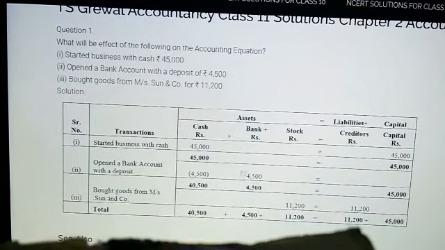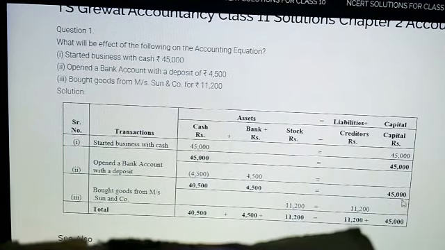So bank has 4,500. It means your capital is 45,000, now divided into two parts: cash plus bank. So total cash which you have, if you reduce 4,500 from 45,000, the balance amount is 40,500, and the bank has 4,500. Total 45,000.